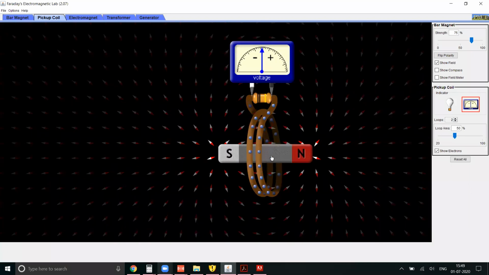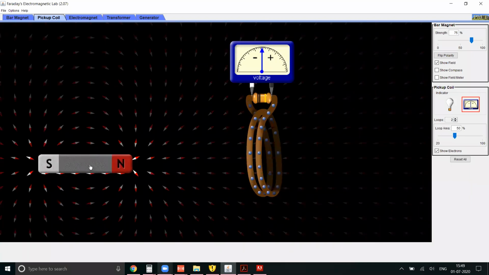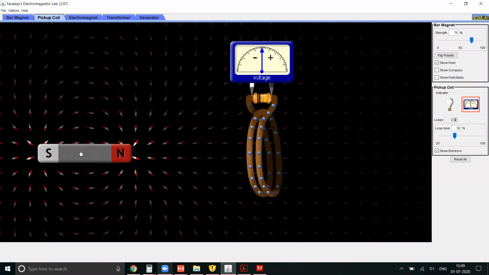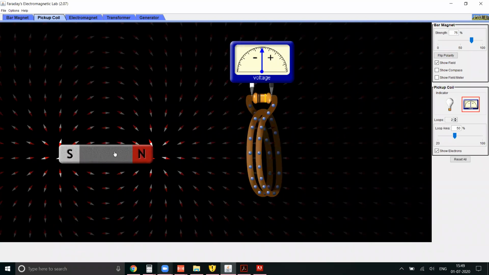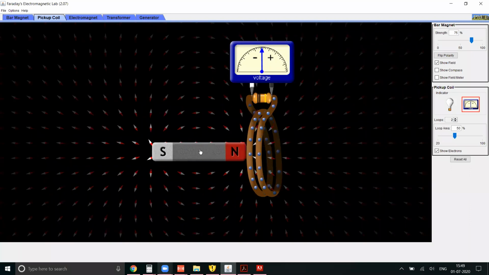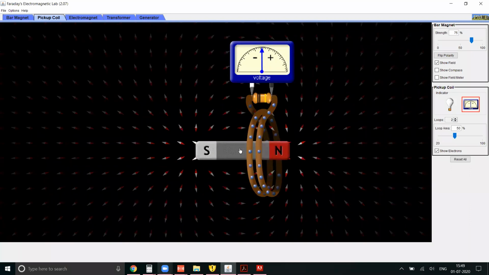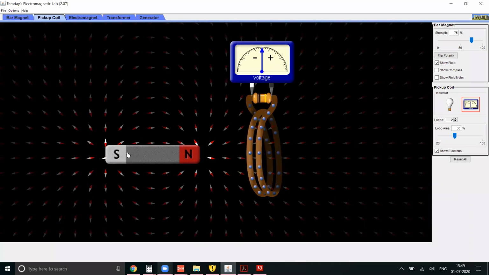Okay, now I'm trying to bring it back. Or else you do one thing: look at the direction of electrons. That will give you an idea. When I move it close, in which direction are the electrons moving? Downward, right? When I move it away, they move in the upward direction.